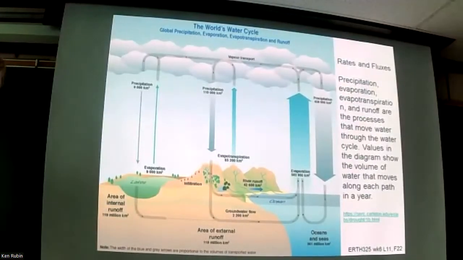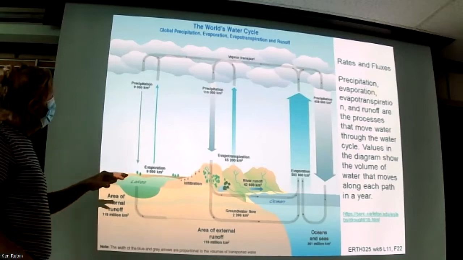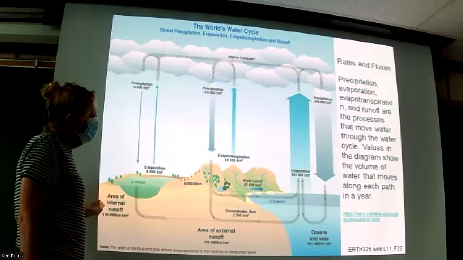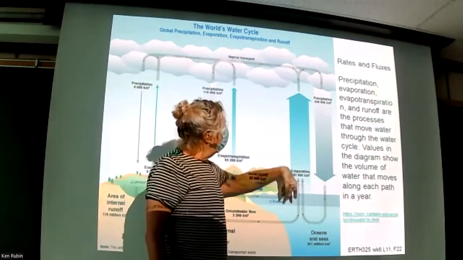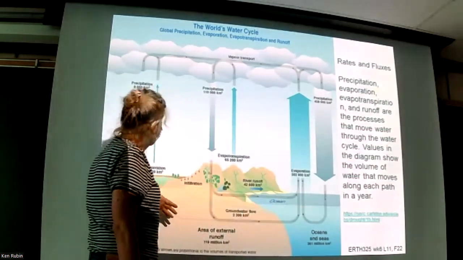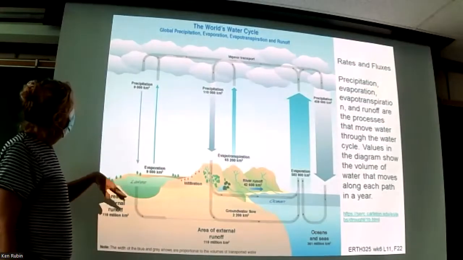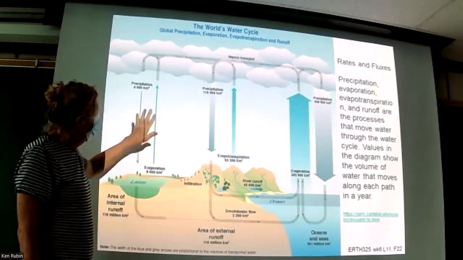So this is another diagram of how the world's water cycle looks, and slightly different units on here than the previous tables I've shown you, but the arrows are meant to be scaled relative to the size of the flux, right? So here's again that big flux of evaporation and precipitation over the oceans, and evaporation and precipitation over land.